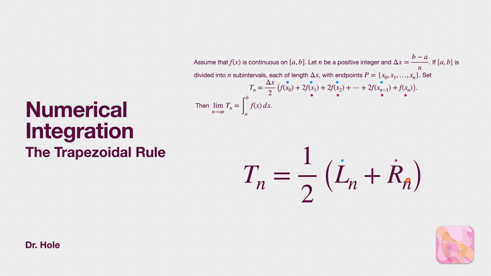And as L sub n and R sub n do not involve delta x being divided by 2, introducing this 1/2 out in front accounts for this 2 in the formula. In other words, looking at this identity, we see that the trapezoidal rule is the average of the left and right endpoint methods. Excellent.